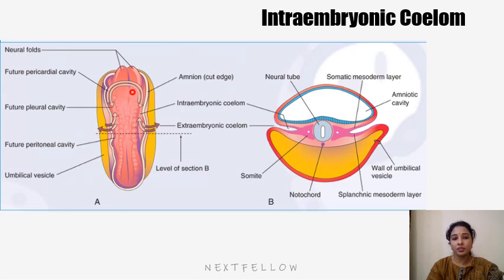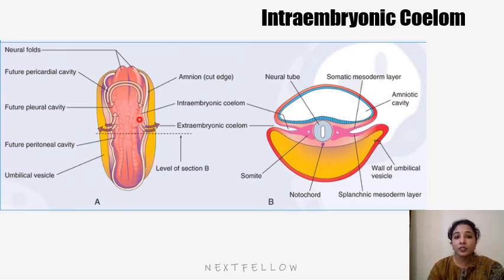Let's see the subdivisions. The part anterior to the procordal plate is called the pericardial cavity. So this is the future pericardial cavity, here, cranial to the procordal plate. And the right and left limbs of the intraembryonic coelom are called the peritoneal cavities. On each side it forms the peritoneal cavity. So this is the future peritoneal cavity, on each side.